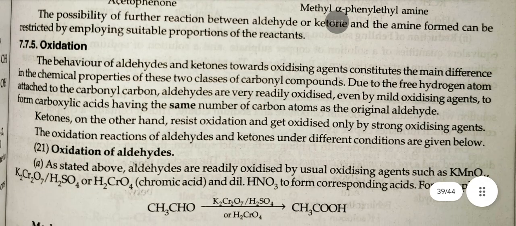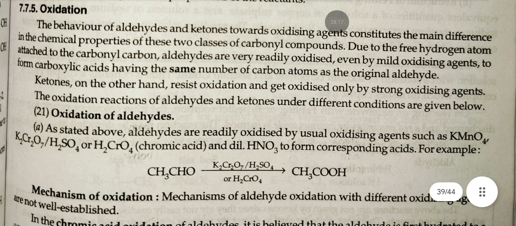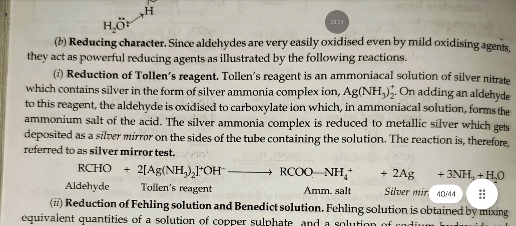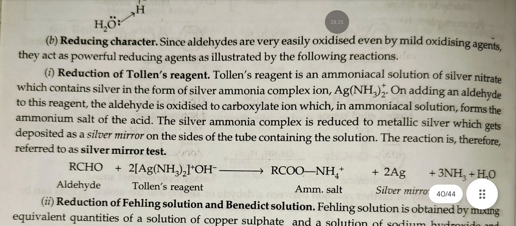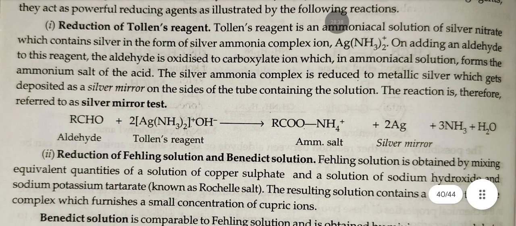Oxidation. The behavior of aldehydes and ketones towards oxidizing agents constitutes the main difference in their chemical reactions. Reducing character. Since aldehydes are very easily oxidized even by mild oxidizing agents, they act as powerful reducing agents. Reduction of Tollens reagent. Tollens reagent is an ammoniacal solution of silver nitrate which contains silver in the form of silver ammonia complex, which is Ag(NH3)2+.